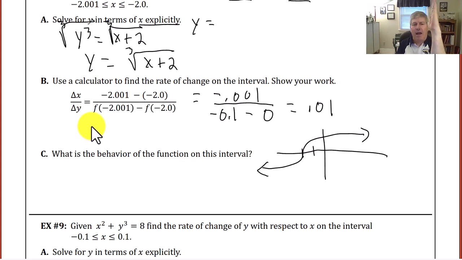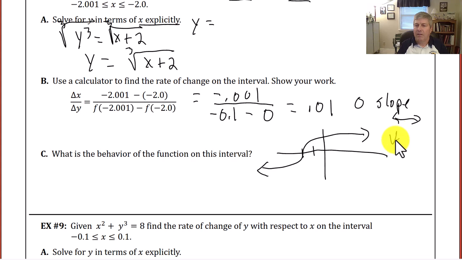The reciprocal of 0 is undefined. So 0 slope would be a horizontal line. But now, since we're flipping our x's and y's, it totally makes sense that this is vertical at this point of -2. So what's the behavior of the function on this interval? Well, I would say the graph is almost vertical.